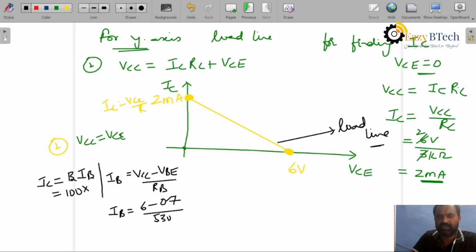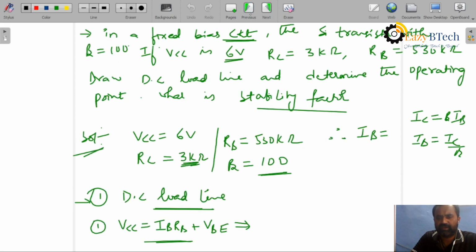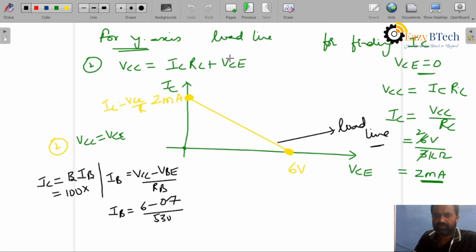You can see here clearly. What is the value of RB? RB is given as 530 kilo ohm. You can write 530 kilo ohm. Now, by substituting this value, you will get the value of IB. IB, how much are you going to get? Now 6 minus 0.7, you will get approximately 5.3, 5.3 by 530 into 10 power 3.